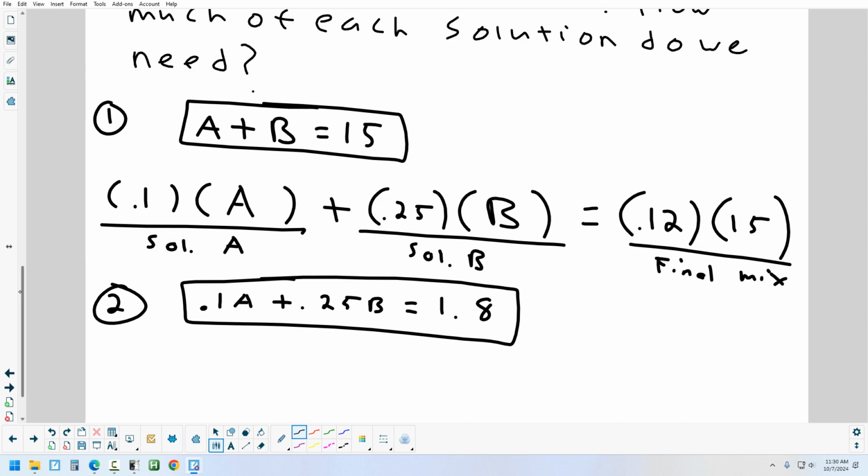Okay, so now what we have is a system of equations. We've got two equations. Each equation has two letters in it. Does anybody remember one way that you can solve a system?